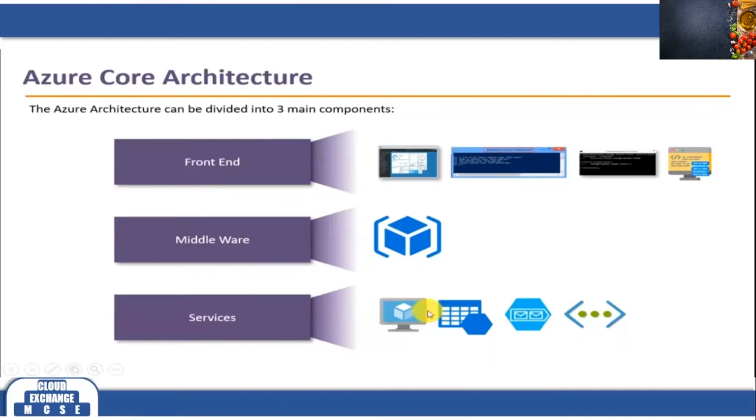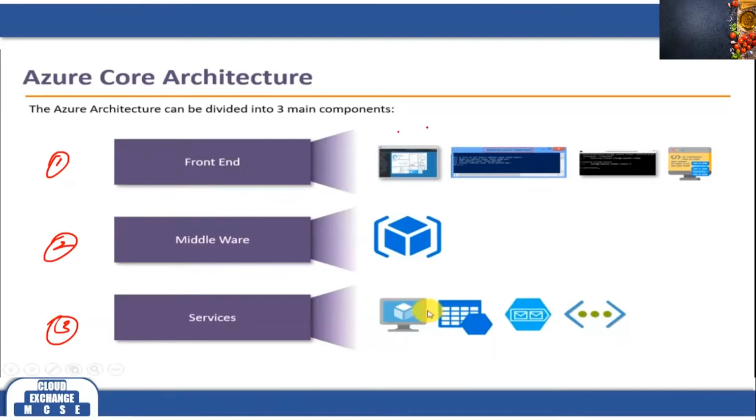So guys, the first option is front end. Second option is middleware. Third option is available services. By using the front end service, we are logging into our Azure account, our subscription. If you want to log in, we have to use the front-end service. In the front-end service, we have so many options.